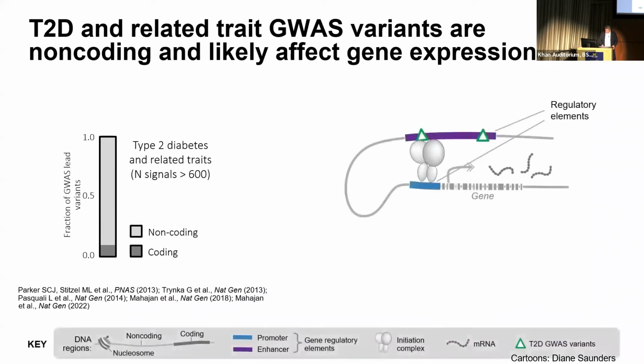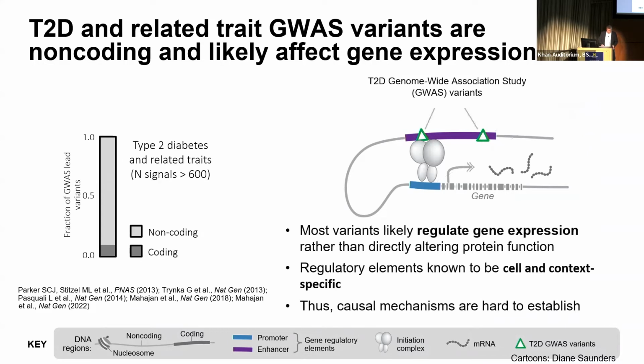That means that what's happening here is, in purple is a regulatory element, and the green triangles are T2D SNPs overlapping that distal regulatory element that loops and contacts some target gene and then modulates expression of that target gene. So most of these variants that are associated with disease are not directly altering protein function, but instead modulating when, where, and how much genes are expressed. Thus, the causal mechanism at any given locus is incredibly difficult to dissect.